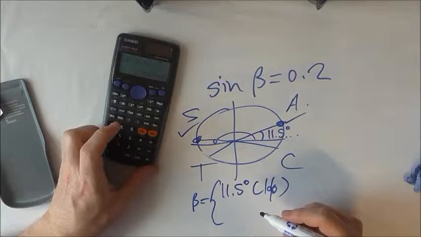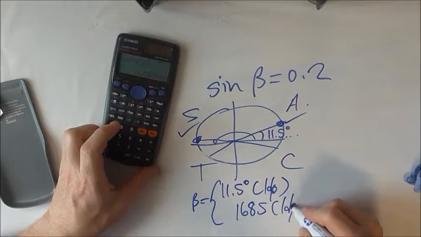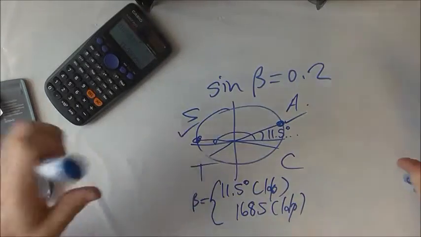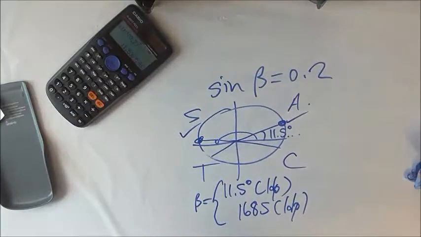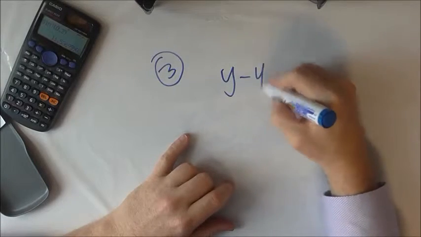Or alternatively, 168.5 to 1 decimal place. So that's the answer to Roman numeral part 2. Question number 3, we have to find the equation of a tangent.